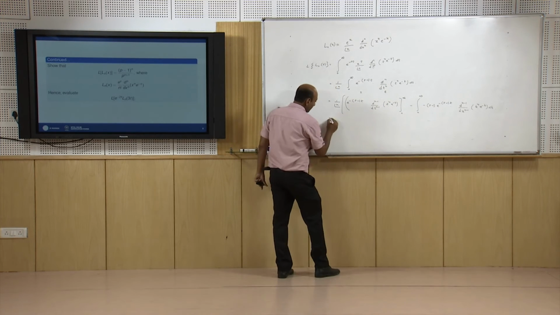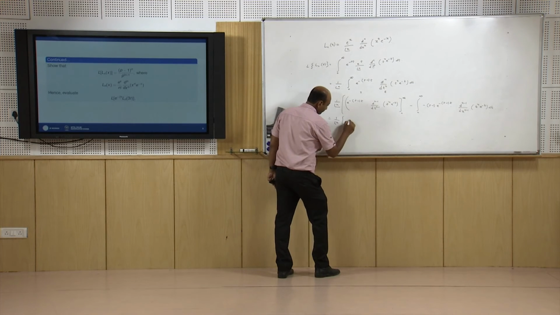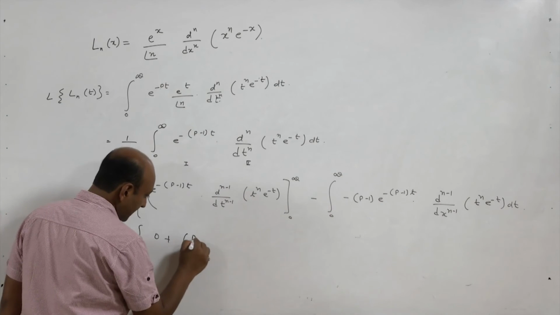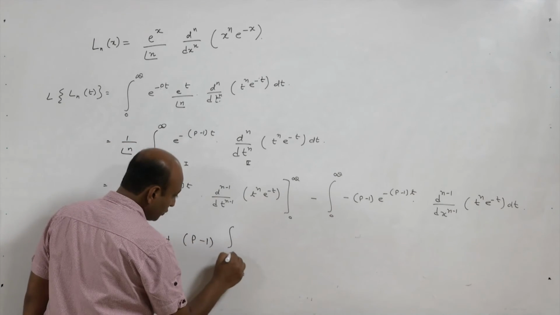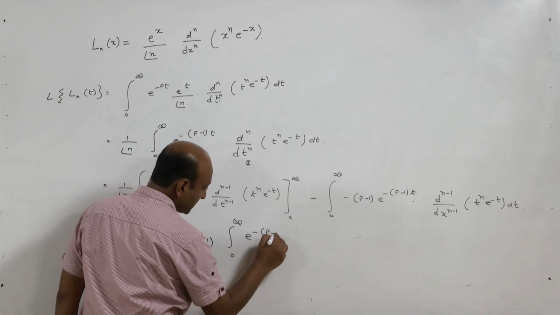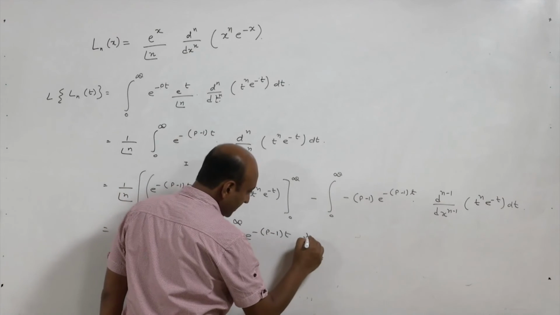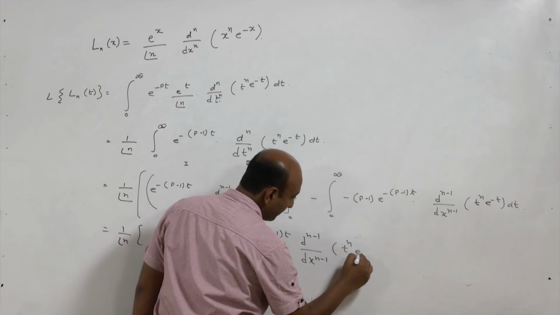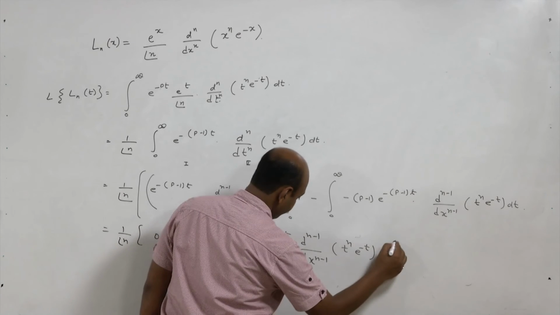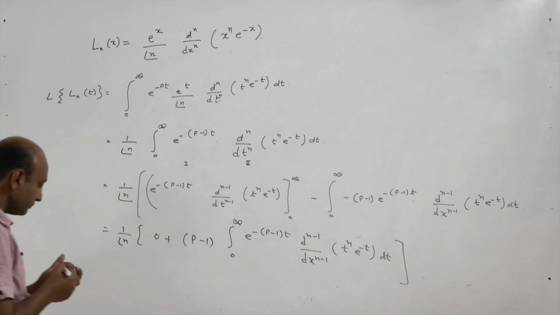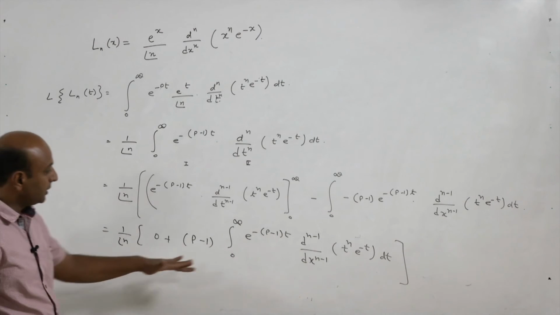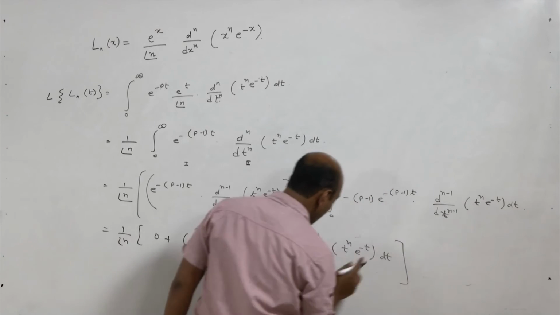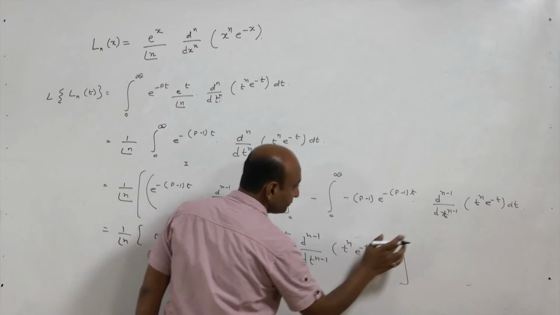So, this is 1 by factorial n into 0, minus. Now, minus minus plus, so it is p minus 1 times the integral from 0 to infinity of e to the power minus p minus 1 times t, the n minus 1 derivative of this expression, t to the power n e to the power minus t, dt. Sorry, it is dt because we are differentiating with respect to t.